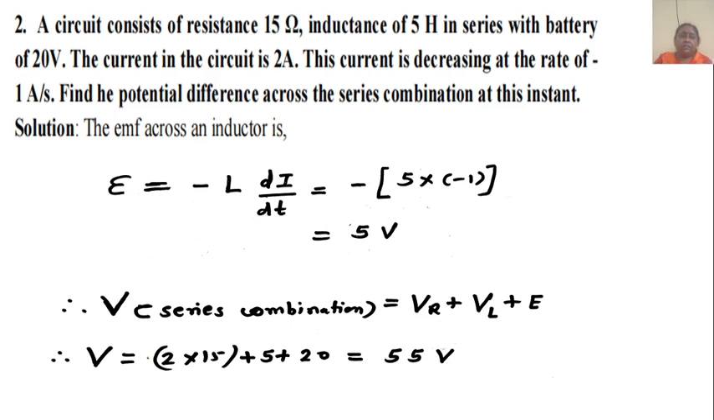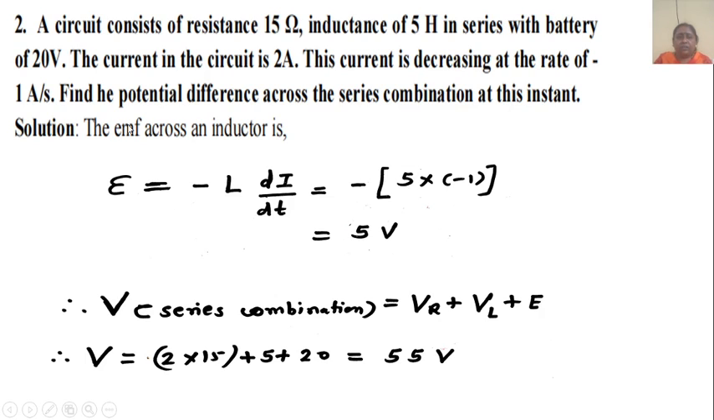Now, next example, a circuit consists of resistance 15 ohm, inductance of 5 Henry in series with battery of 20 volt. The current in the circuit is 2 ampere. This current is decreasing at the rate of 1 ampere per second. Find the potential difference across the series combination at this instant.